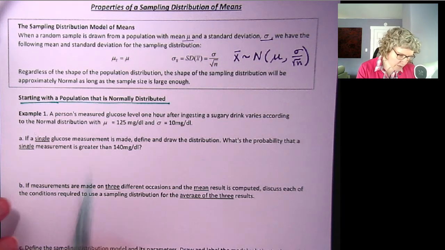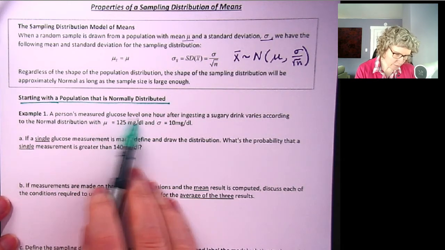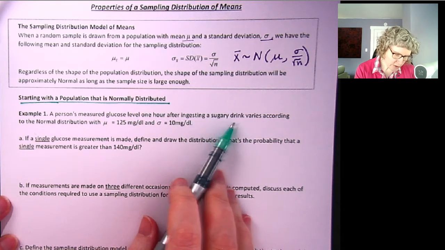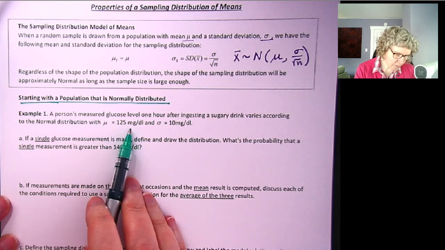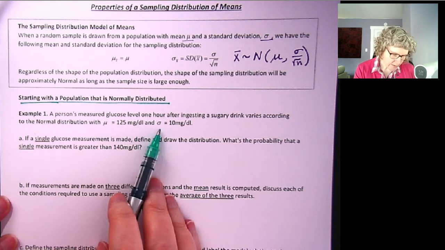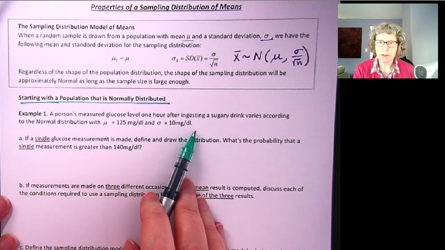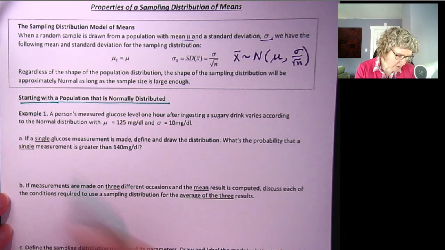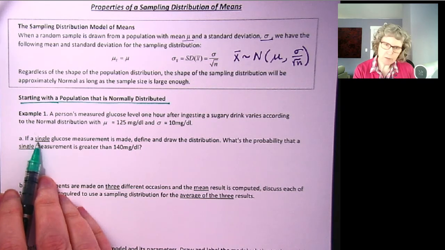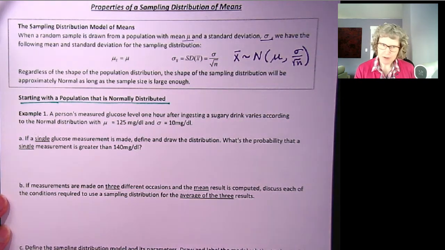Okay, so here's an example. A person's measured glucose level 1 hour after ingesting a sugary drink varies according to the normal distribution with a mean of 125 milligrams per deciliter and a standard deviation of 10 milligrams per deciliter. This is a measurement, and measurements tend to have a normal distribution to start with. The other thing to look out for is if it says a single measurement or if it says an average of measurements. If it's a single one, it's just like what we were doing in the previous module. It's one value, we put it in our probability calculator.